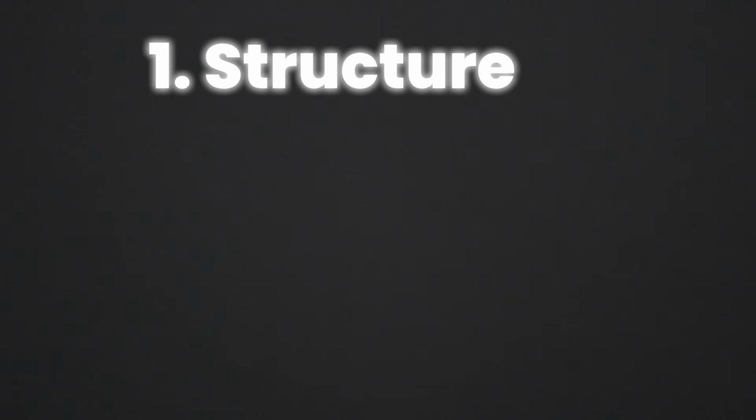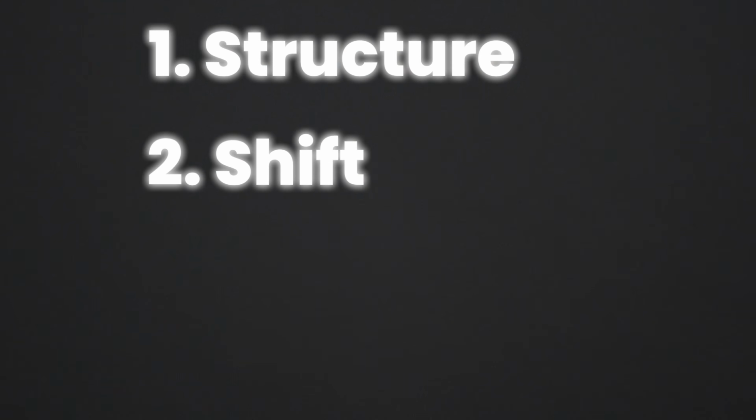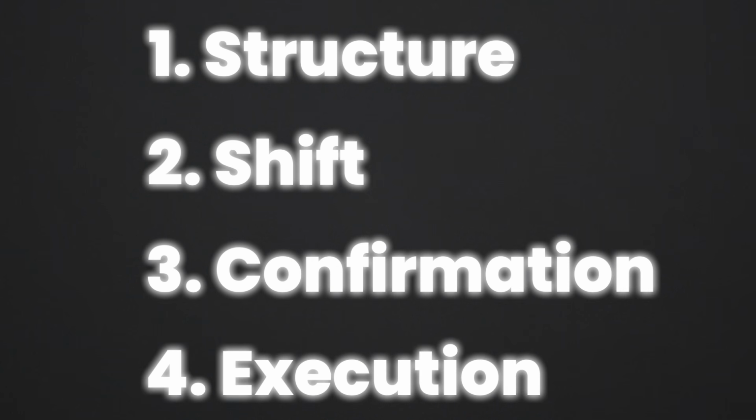So we're going to look at one reversal, one continuation, and one failure to reverse scenario so that you can start seeing how the same logic applies in different conditions. So before we look at the charts, there's one rule that I want to make very clear. Every single trade you will ever see in this video follows the same 4-step process: structure, shift, confirmation, and execution. So if a trade does not meet all 4, then I do not take it.